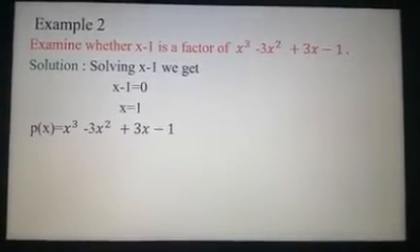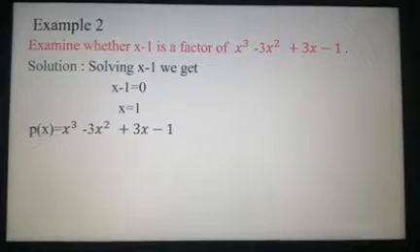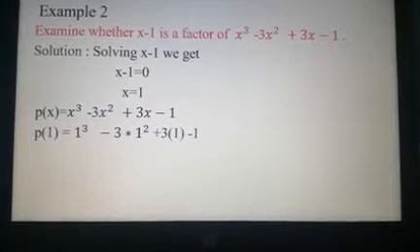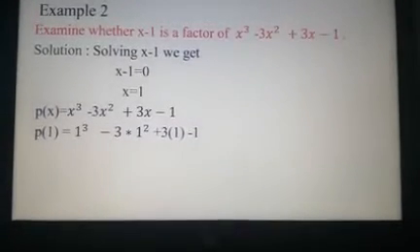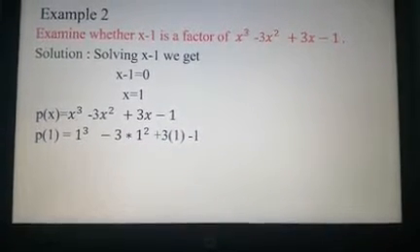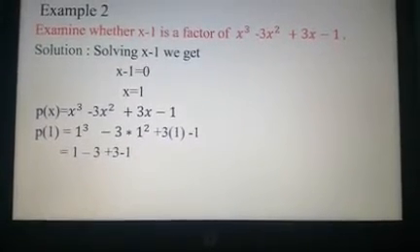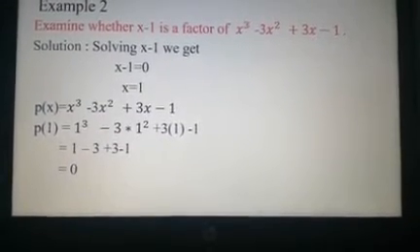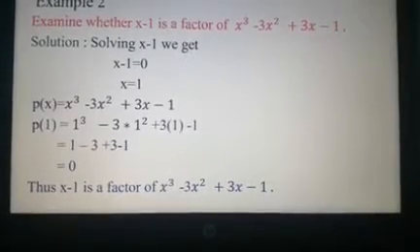So now substitute the value of x as 1. When you substitute x is equal to 1 in the given polynomial, I will be getting 1 cube minus 3 into 1 square plus 3 into 1 minus 1. When you simplify it, you can see that p of 1 is equal to 0. So if p of 1 is equal to 0, it means what? x minus 1 is a factor of x cube minus 3x square plus 3x minus 1.